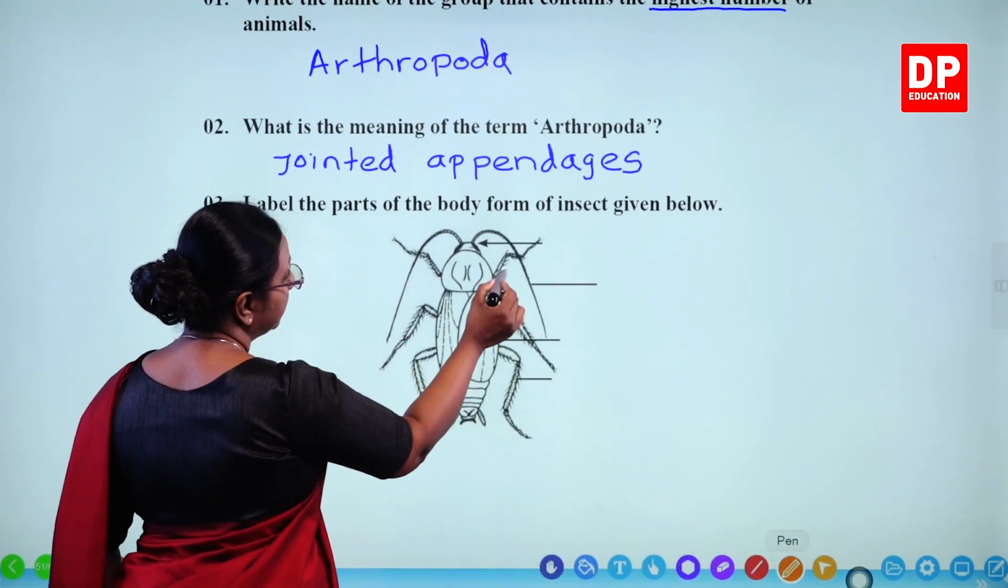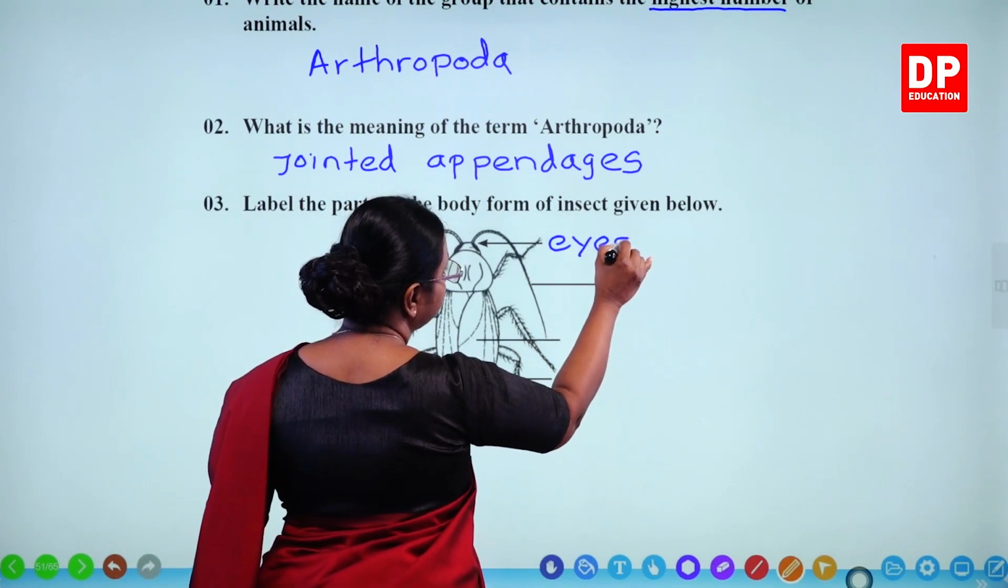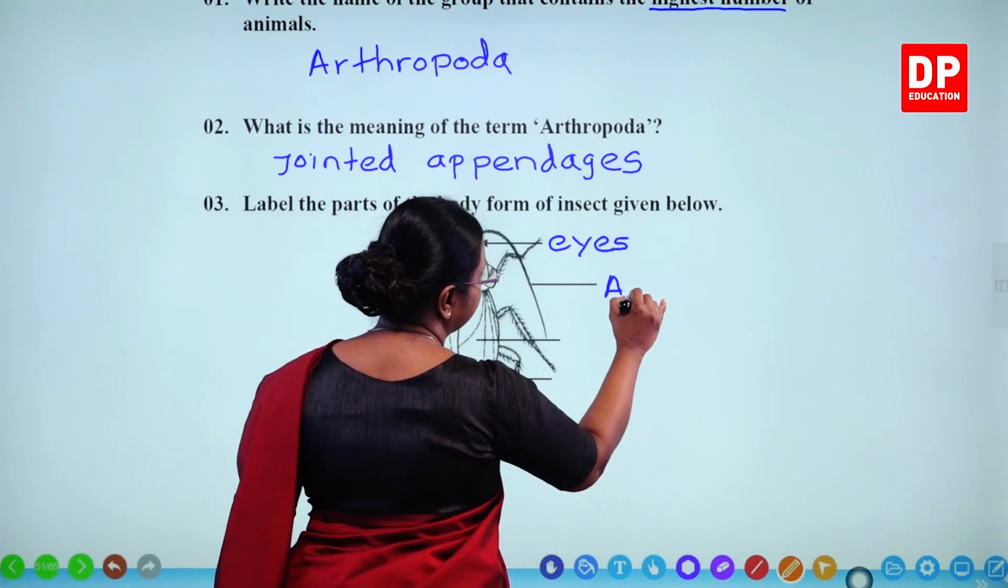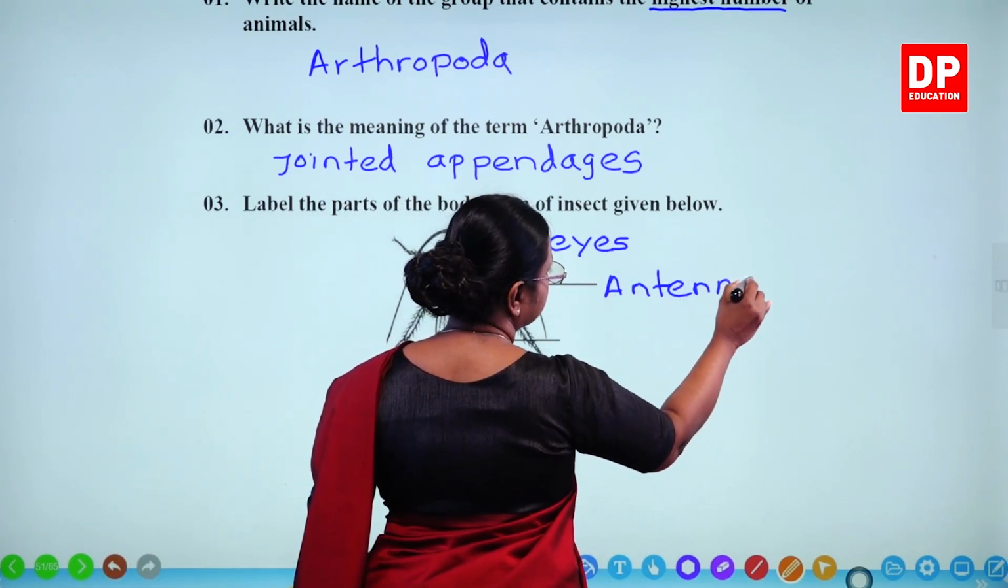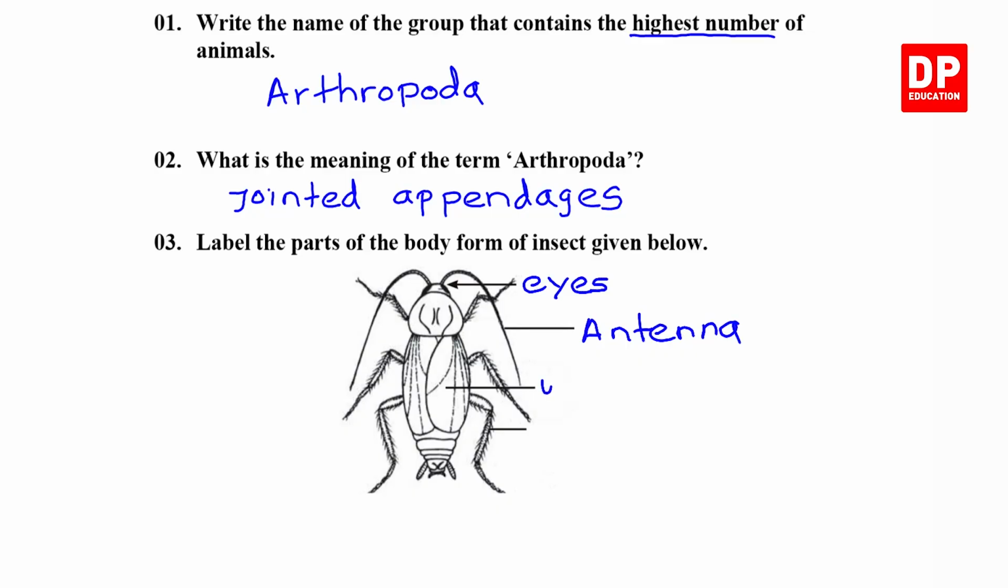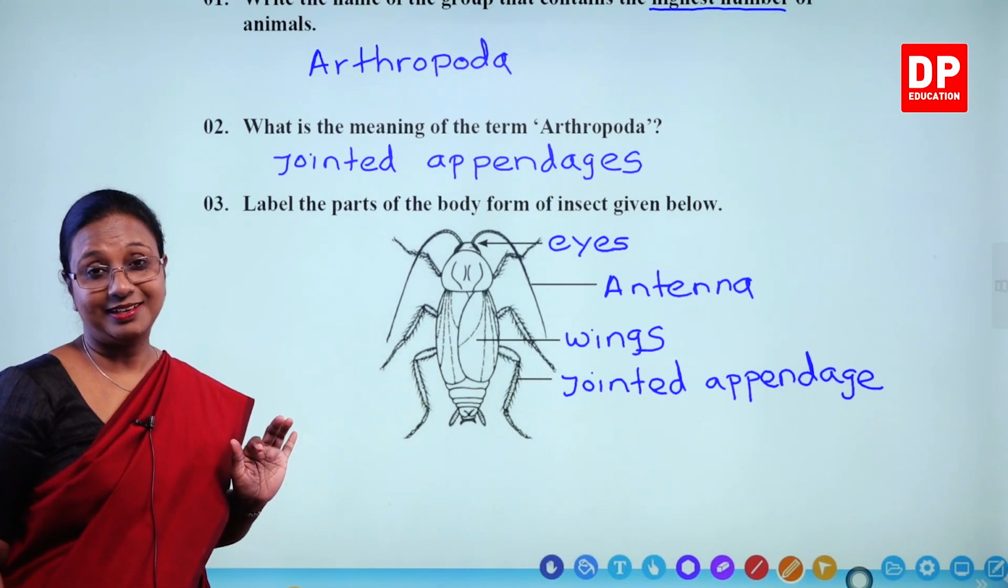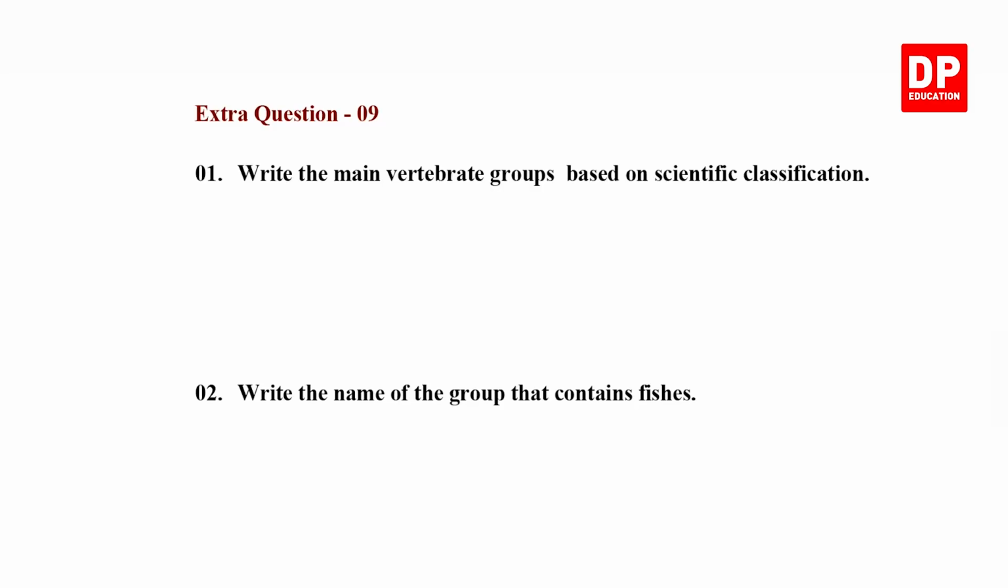What is this part marked here? Those are the eyes of the insect. Then what is this? This is the antenna. What is this? It is the wings. And here we have the jointed appendages. So those are the parts of the body form of the insect. I am sure you were also able to label them correctly. So with that, I will move on to the next one.